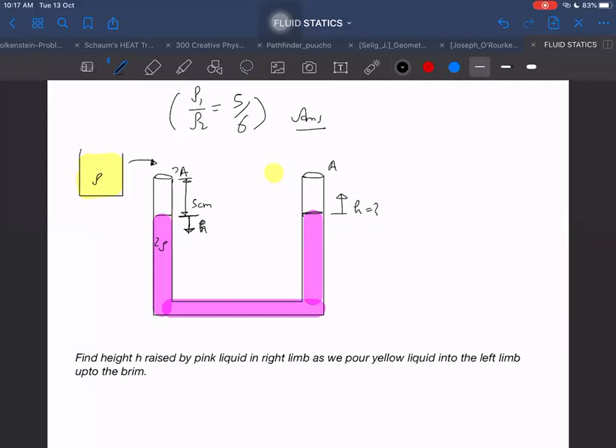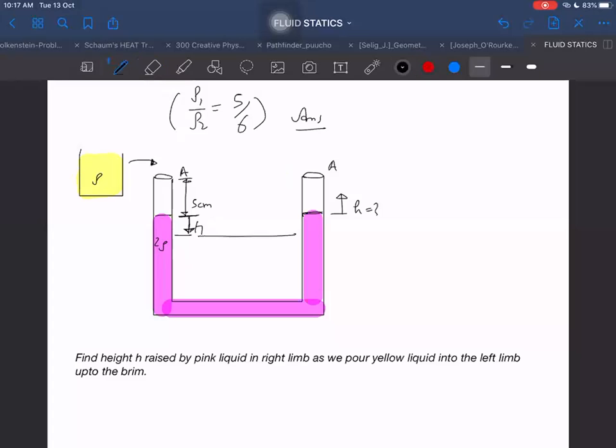Let us say this area is 2a, or this area is, let us say, a/2. If this area is a/2, then this height will be 2h, because a/2 into 2h will be equal to a into h. Understood? So volume going down will be equal to volume coming up. But here let us assume area to be same. Then height will be same, going down and going up.